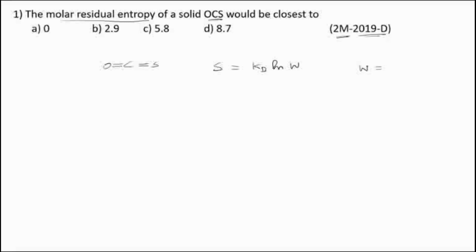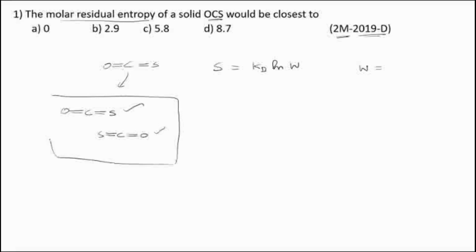Now, what is the number of microstates in this case? Listen, in the crystalline state, carbon oxysulfide exists either in this fashion or in this fashion. Both the orientations are possible in the crystalline state.